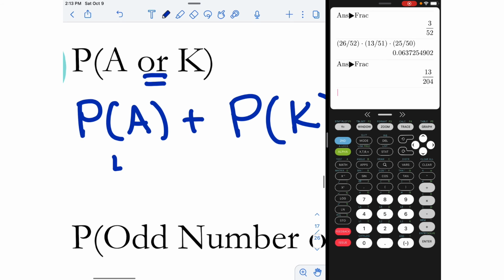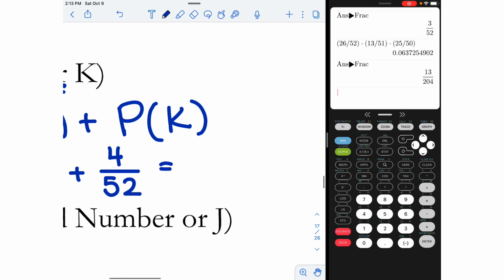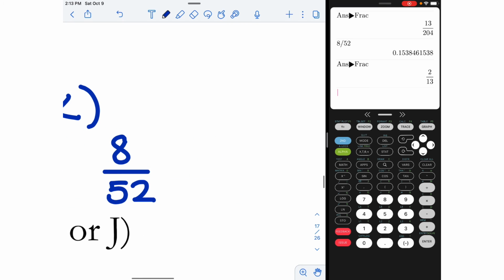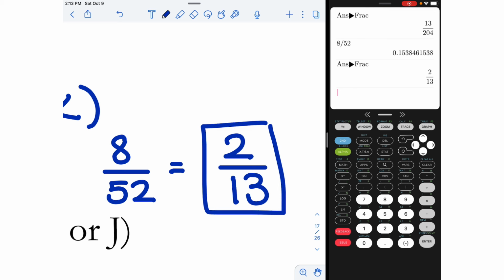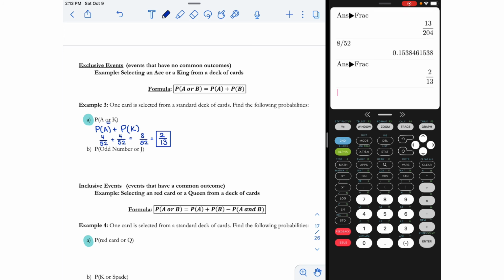Okay, so there's 4 aces in the deck. There's 52 total cards. 4 kings in the deck. 52 total cards. So I get 8 over 52. And let's see, that does reduce. 8 over 52 reduces to 2 over 13. So that is an example of an OR problem. And that is exclusive events.